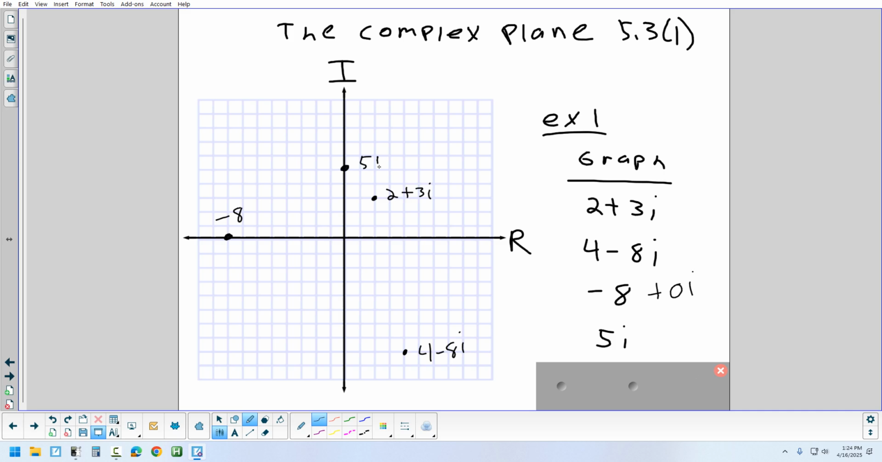Okay, so there will be a couple questions on the test where you'll have a grid, and you put your point where you need to put it.